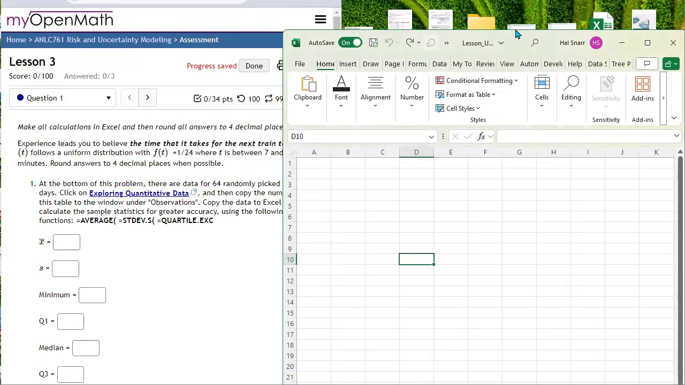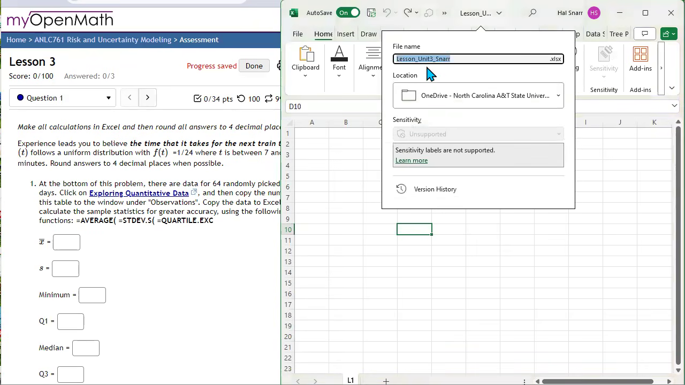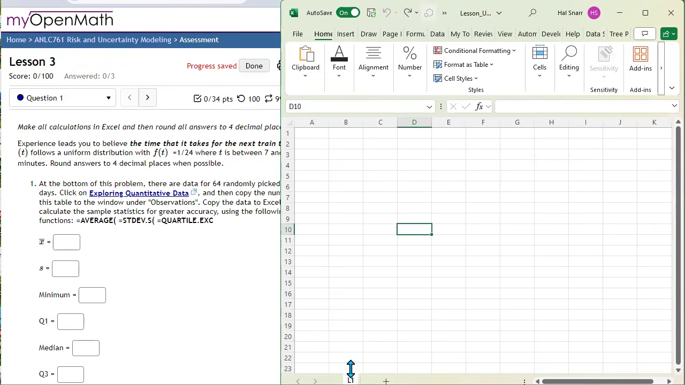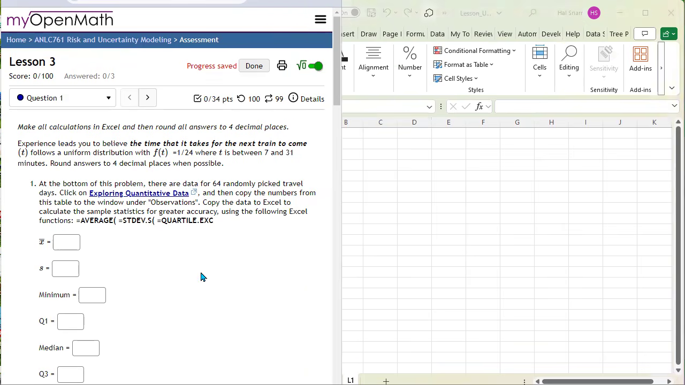in an Excel file that I've named lesson_unit3_last name. In my case, I put SNAR. In your case, you put your last name. So you want to save this file. We're going to do this in worksheet L1.